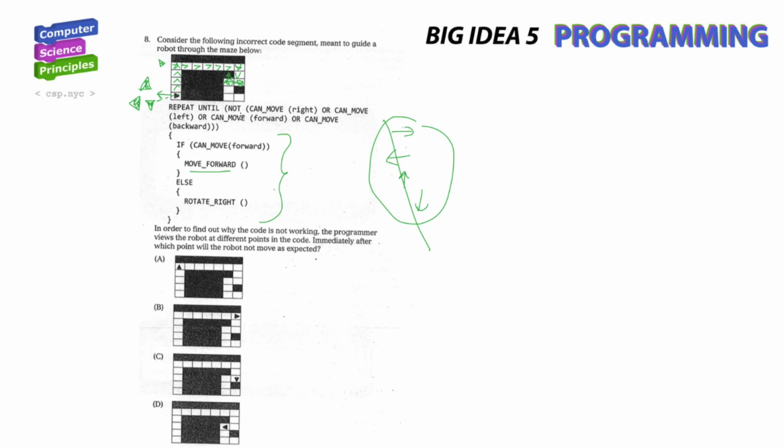So it never makes it all the way around this maze. And so the bit where it gets stuck is right here in D, because this is the problem area, that it can't move forward and it doesn't turn left, it turns right. So D is the answer, and this thing starts to kind of get stuck in between these two squares right here. So the answer for 8 was D.